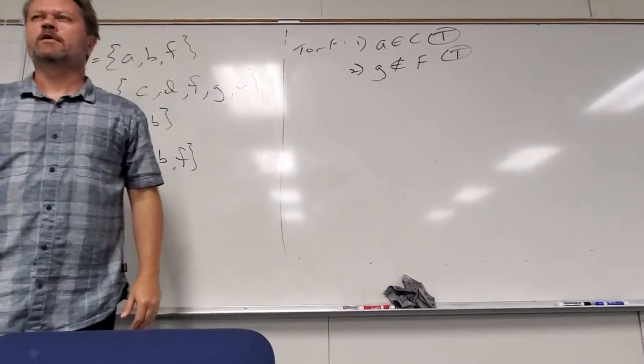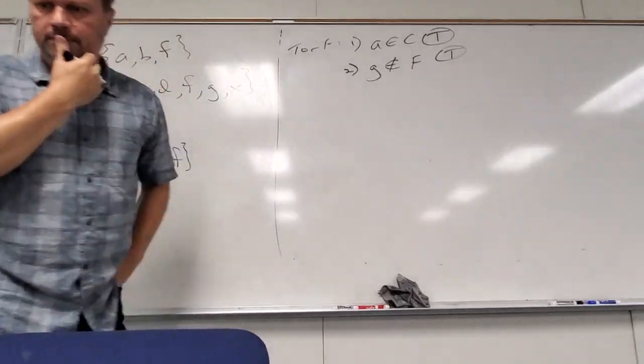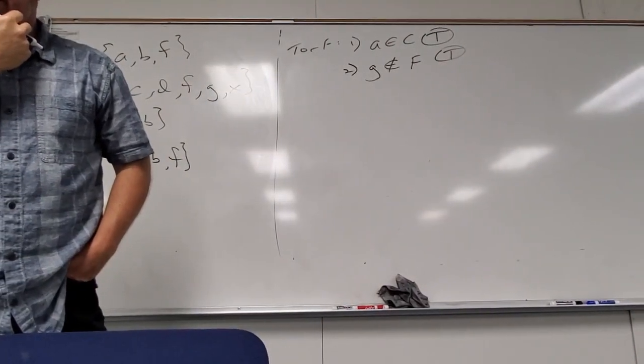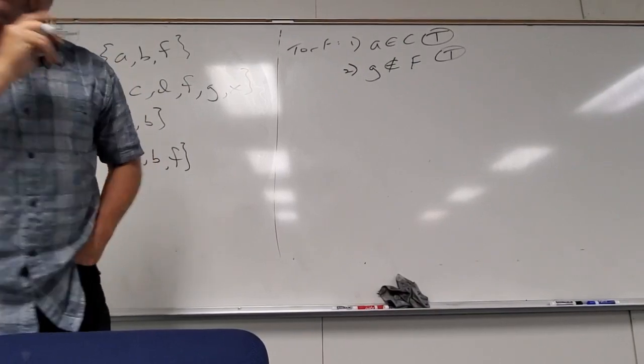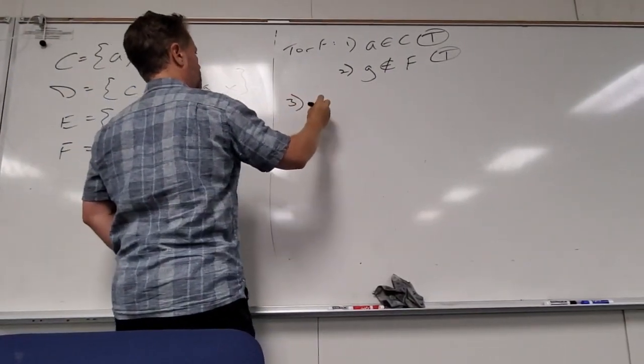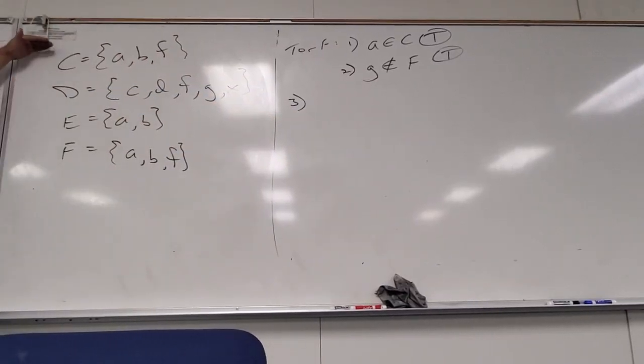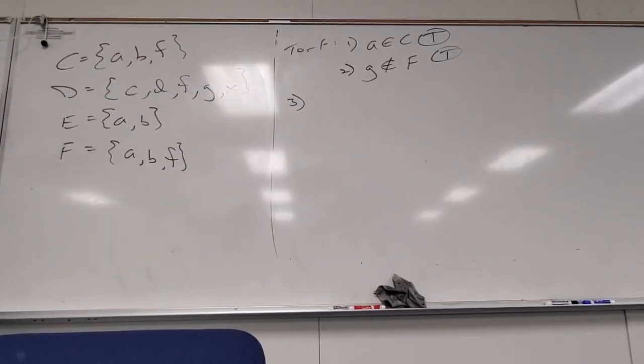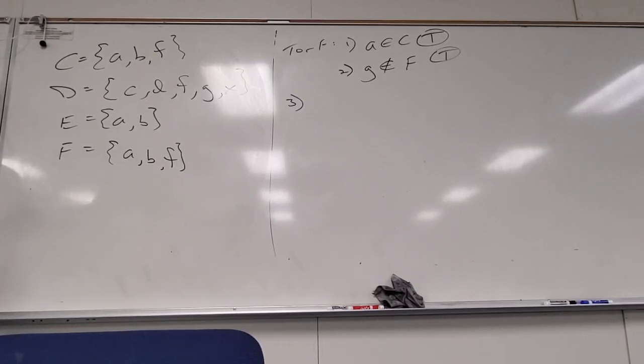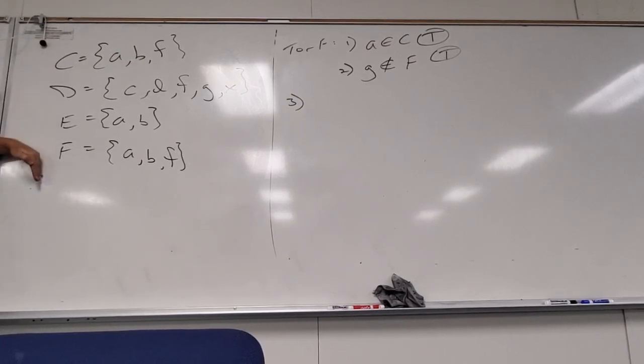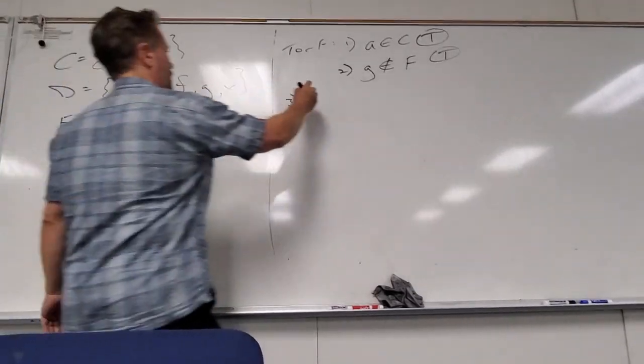Let me see what you guys know about some symbols with this stuff. Does anyone see any of the sets that are contained in another set? Which one is contained in which one? E is contained in C and E is contained in F, correct? Now, real quick, what's true about C and F? They're equal to each other, so we would say C equals F.